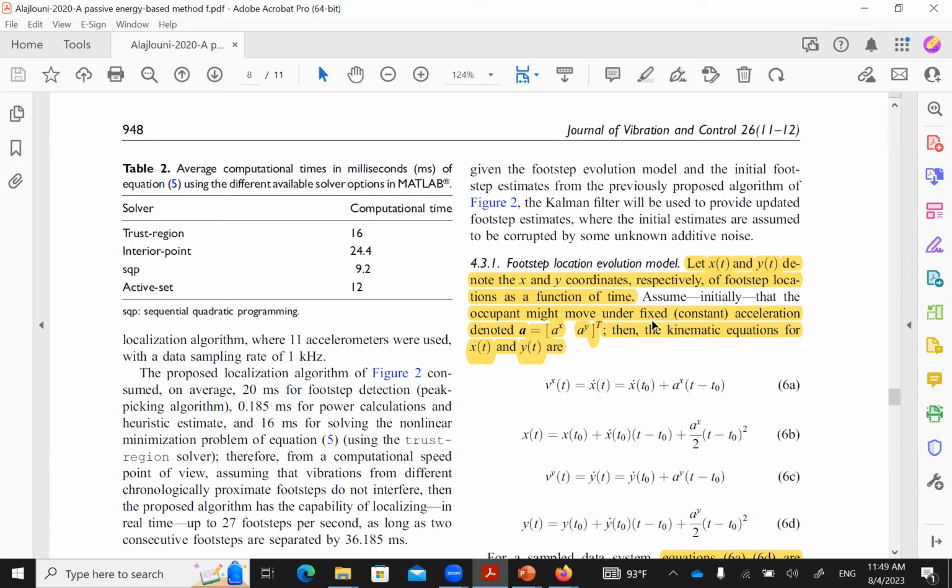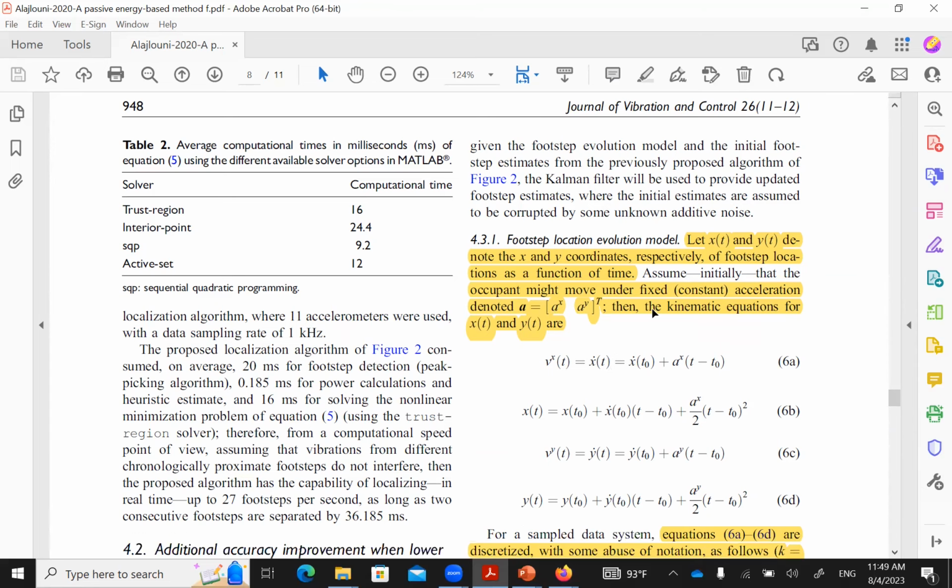Well, initially, let's assume that the occupant moves with a constant acceleration, and then we will say it's zero mean. But for now, let's say that the occupant walks with a constant acceleration, and the acceleration vector has two components because this is a two-dimensional problem, the X component and the Y component. Then from physics 101, the kinematics equations of X and Y are as follows.